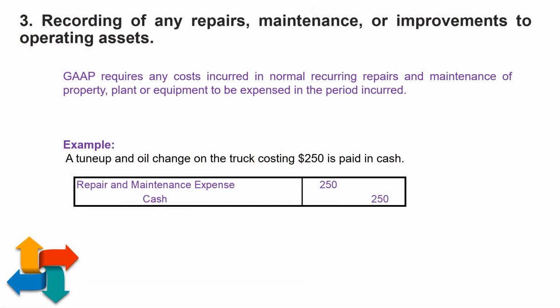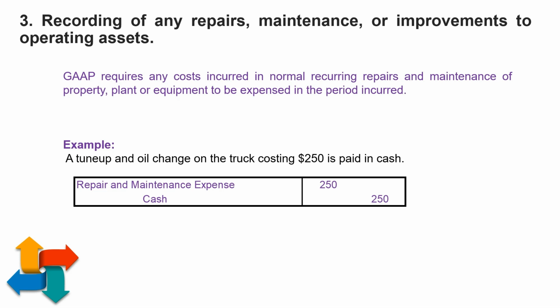How do we account for any costs incurred to repair or improve buildings or plant or equipment during its life? How should we account for that? Generally accepted accounting principles, these are the rules established by the FASB. These rules of accounting require any costs incurred in the normal recurring repairs and maintenance of property, plant or equipment, to be expensed in the period incurred.